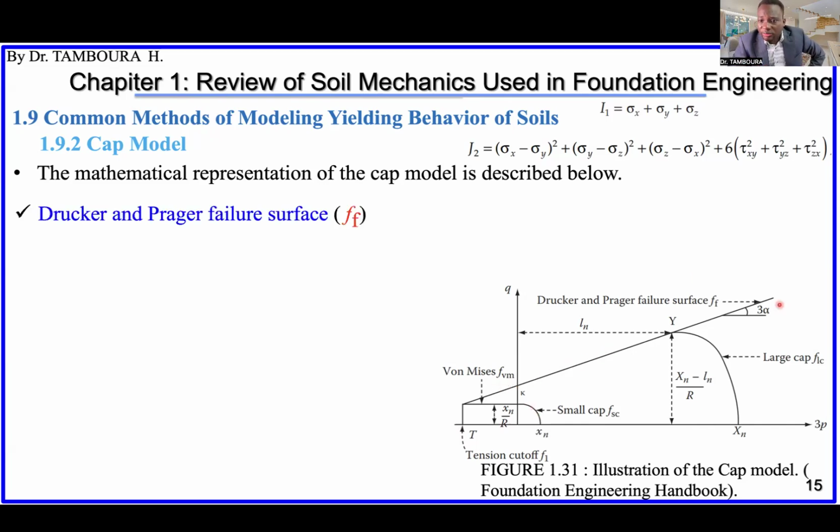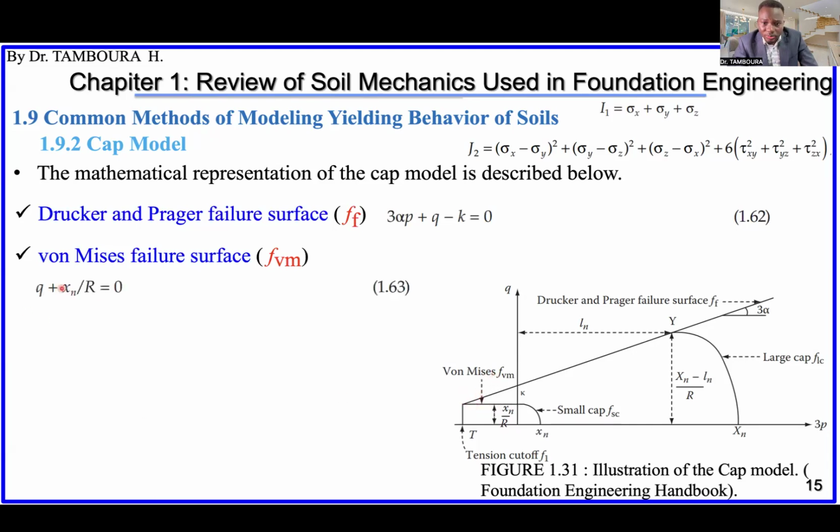Okay, we need then to represent the model mathematically, with equations. First, let's go with this line, the Drucker-Prager failure surface. For this surface, this equation 62 can be used. So the equation of this line is this equation. And for this horizontal line, this equation is used.